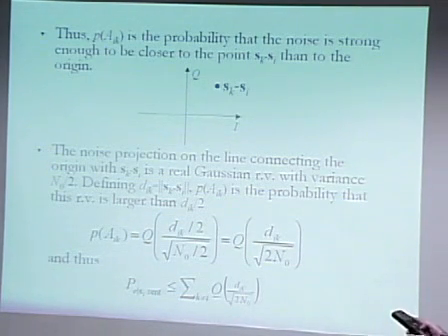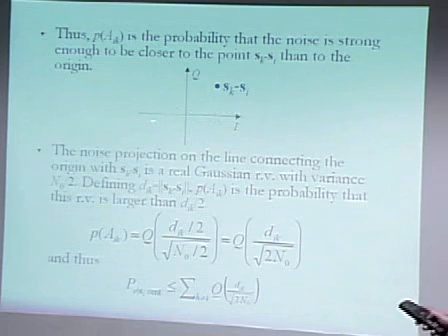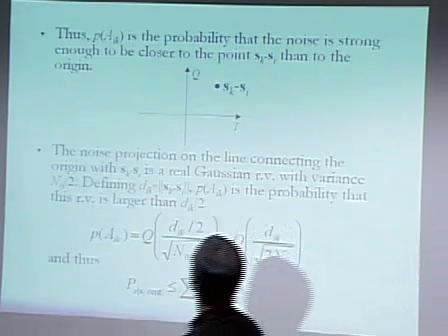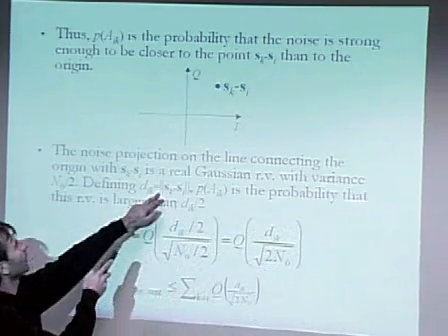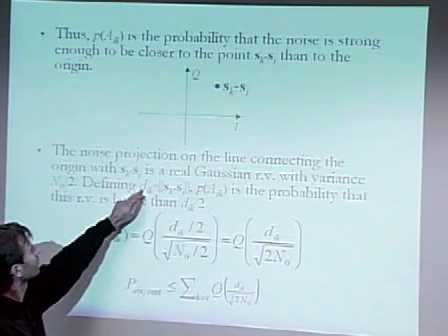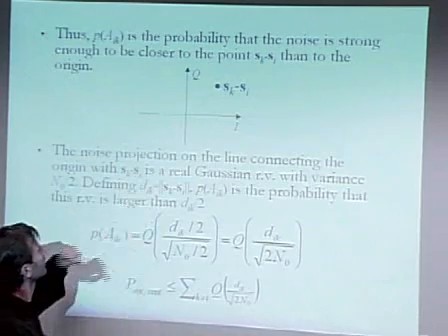Remember, the noise is Gaussian with variance n0 divided by 2 on the I component, n0 divided by 2 on the Q component. Total variance is n0. Now, on any particular direction, the variance is n0 divided by 2, just as it is on the I and Q directions. So let's denote the distance between the origin and this point s_k minus s_i by d_ik. We'll use this just to make the notation more compact.